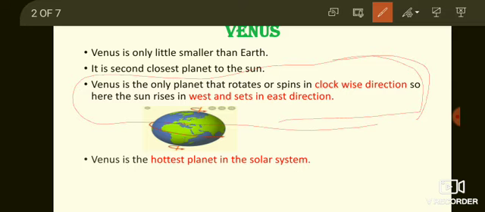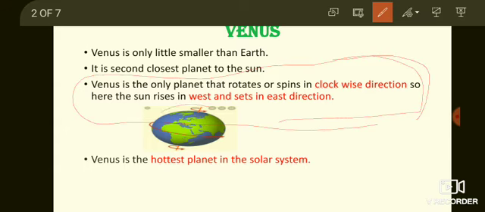So why is that so? Why is the Sun rising in the west direction? Why not in the east on Venus? Because of the rotation of Venus. Venus rotates in a clockwise direction, whereas other planets rotate in an anti-clockwise direction.